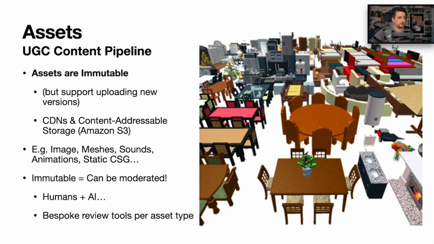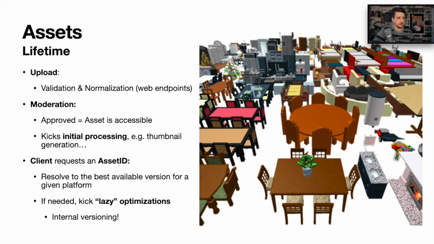And this is the lifetime of a typical asset. So you upload it by hitting a web endpoint. The web endpoint validates your data, normalizes, strips away all the things that we don't care about or shouldn't care about. Then the uploaded asset goes into our moderation queue. If the moderation passes, so your asset is approved, writes into the database, now your asset is accessible, and we kick some initial processing. So certain other types of assets, for example, need to generate thumbnails so you can browse them and see them in our web interface, or some kind of format conversion, stuff like that.